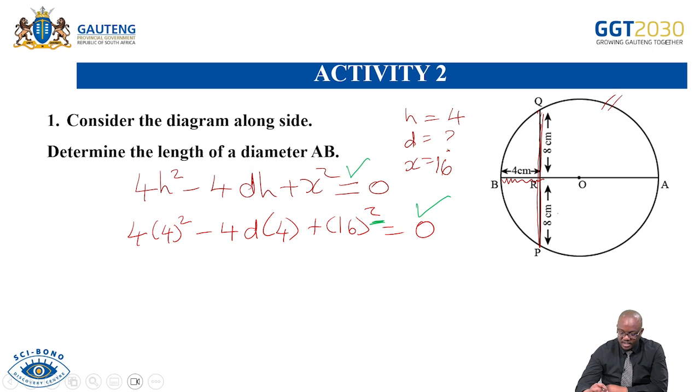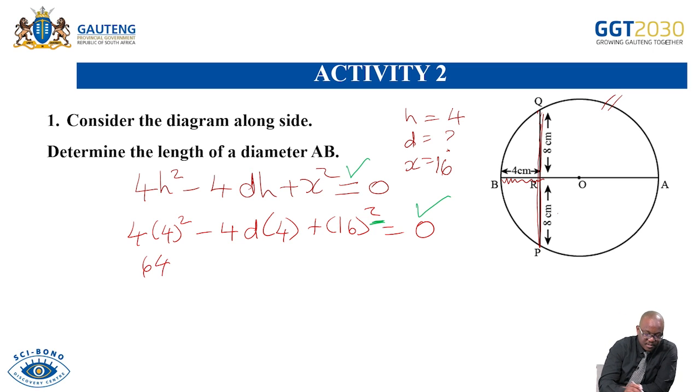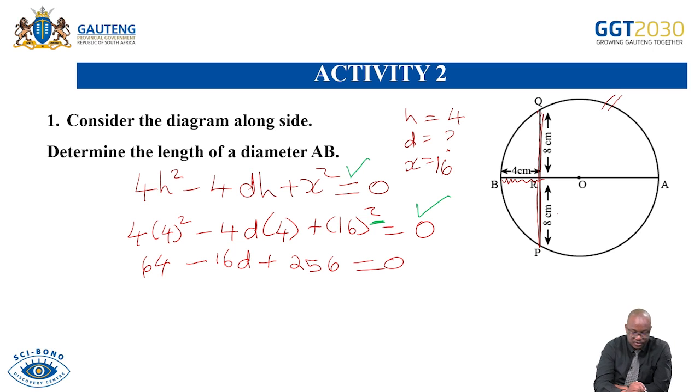What do we do now? We're saying 4 into 4 squared. What do we get? We get 64 here. Then from there, 4 multiplied by negative 4d multiplied by 4, you're going to have negative 16d. Then plus, 16 squared, you are going to get 256. It's equal to 0.